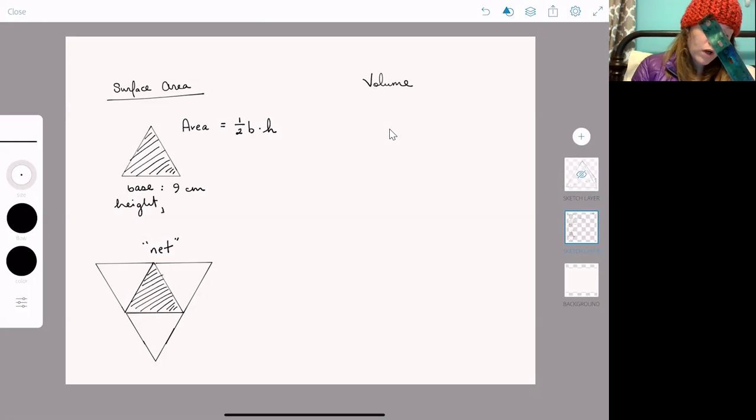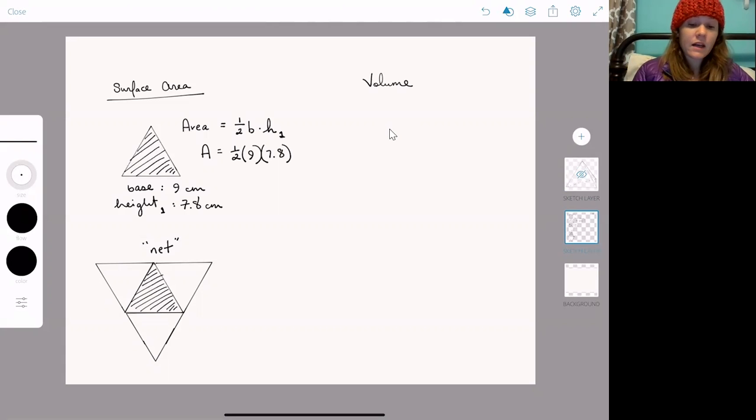I'm going to call this height 1, and that will make sense later. So I'm going to put a little mark there indicating that this is height 1. And the height, so if this was my base, this is my height. And my height, I believe, is 7.8 centimeters. So to find the area, it is 1/2 base times height, and then I calculate.